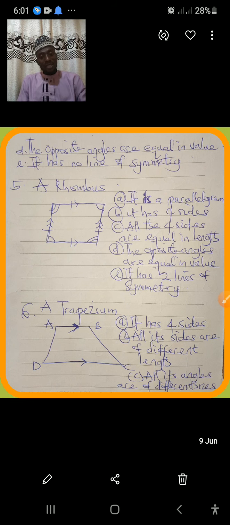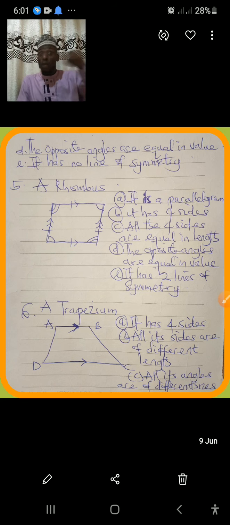So number 6, a trapezium. Trapezium too is a quadrilateral. It has 4 sides. All its sides are of different length. You see that AB is different to BC, it's different to CD, it's different to AD. So if you say 4, that will be 5, 6, 7. It will be different. They don't have equal sides. So that's what they are telling you. All its angles are of different sizes. Even the angles inside are of different sizes.